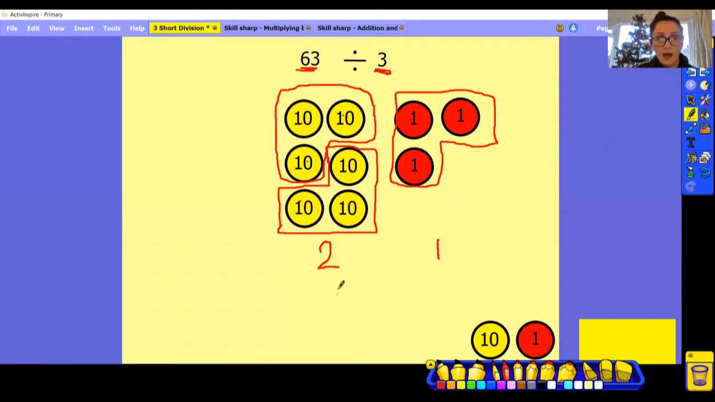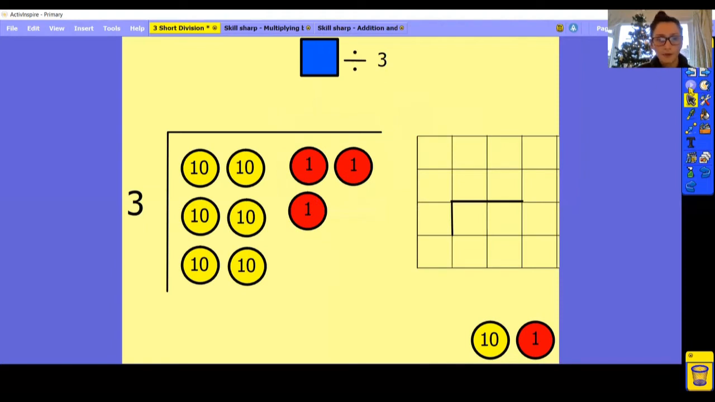So here I've got this number of 21. So 63 divided by 3 equals 21. We've seen how many equal groups of 3s we can have from this number here. Okay, let's do another one together.